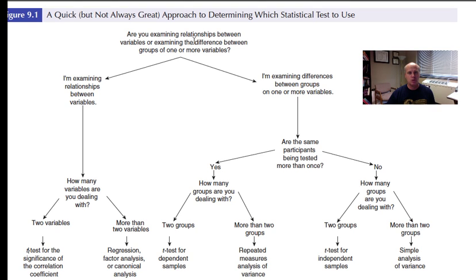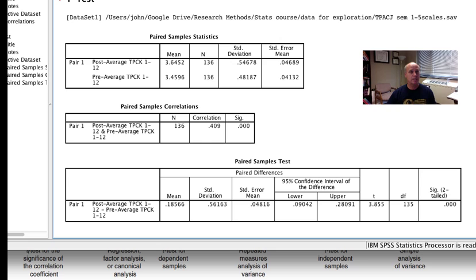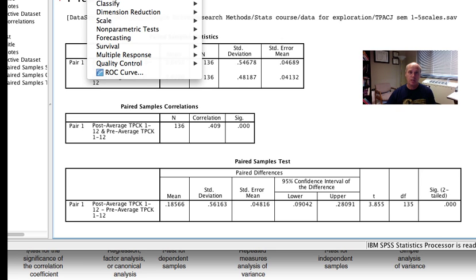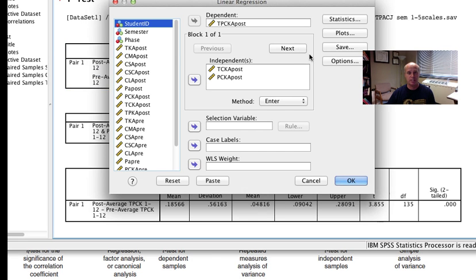All right, let's go back to this side, and we're going how many variables. What if we want to do the relationship between more than two variables? And it says regression, factor analysis, etc. I'm going to do a regression example. I'm going to go analyze, regression, and I'm going to go linear regression. Lots of choices here. There's lots of complicated ideas.